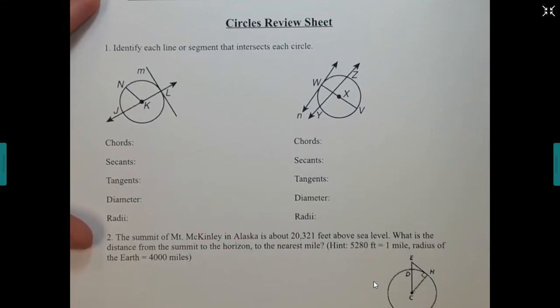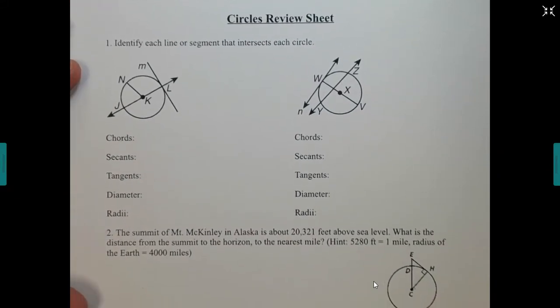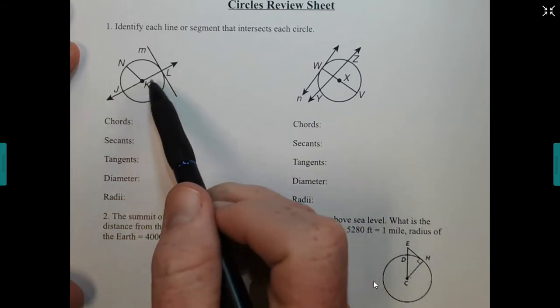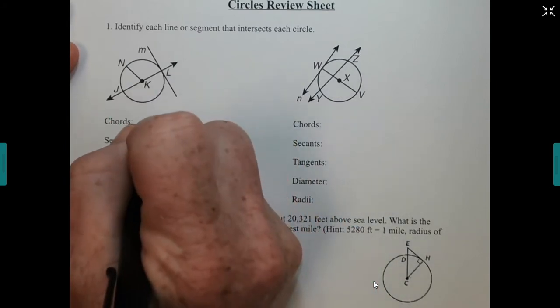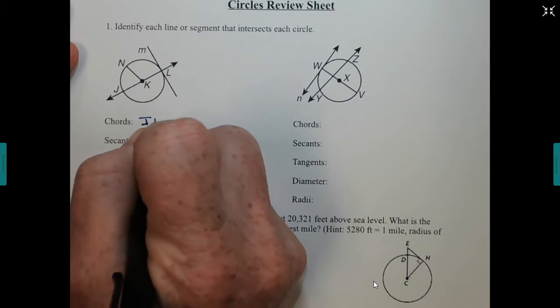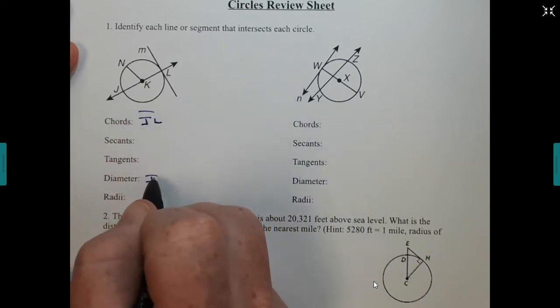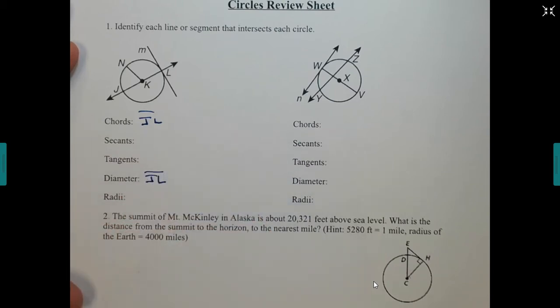All right, you guys, here's the circles review sheet. Make sure you're very aware of these basic items here. There's really only one chord in this problem. It happens to be going from J to L. Since it goes to the center, that's also our diameter.